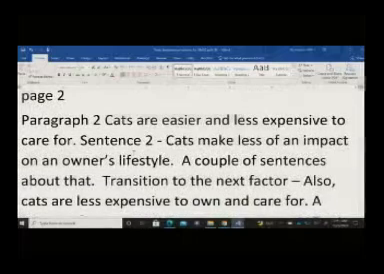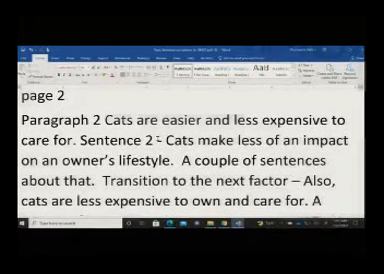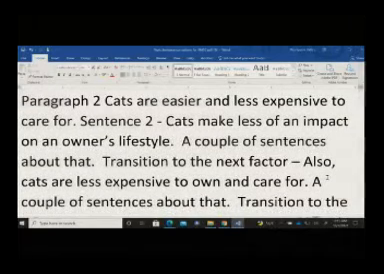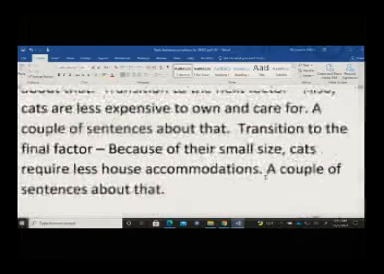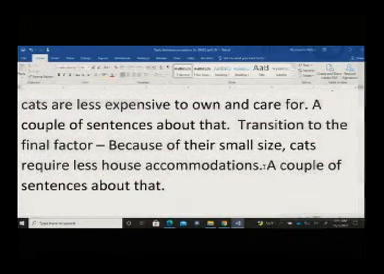So block method, paragraph 2: cats are easier and less expensive to care for. Sentence 2, cats make less of an impact on an owner's lifestyle. There I'm going back to the criteria. A couple of sentences about that, you transition to the next factor. Also, cats are less expensive to own and care for. So see how there are transitions, it's just the focus is different. A couple of sentences about that, transition to the final factor. Because of their small size, cats require less house accommodation. A couple of sentences about that.